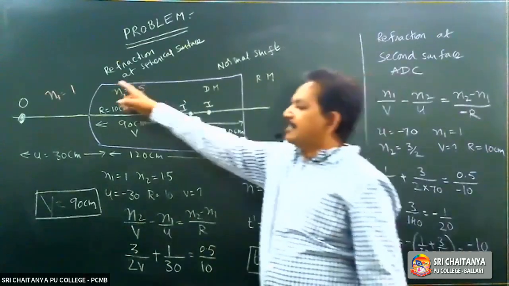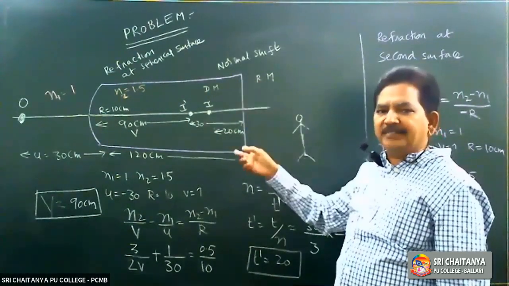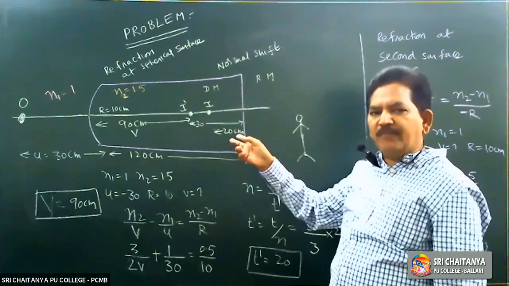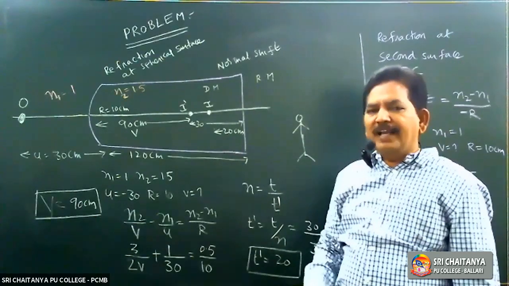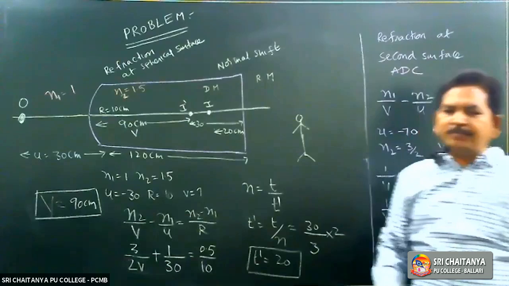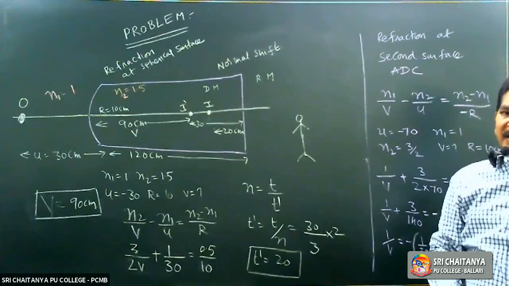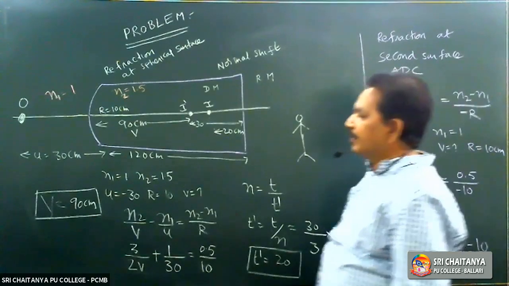This is the spherical surface. Here, instead of a flat surface, we can take a mirror, concave mirror or convex mirror. Once again, we have to apply the mirror formula, 1 by F is equal to 1 by V plus 1 by U. Then we will calculate the final image.